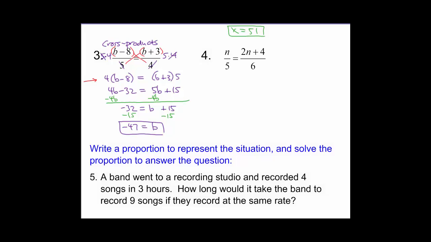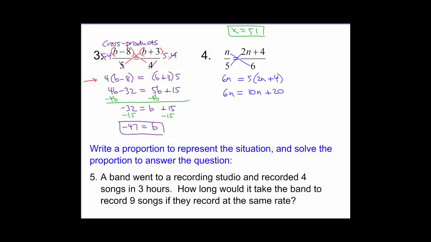What we're really doing is multiplying by the common denominator, but an easier way to think about it is to just multiply across, multiply along the diagonals. So in problem number 4, that would mean we're going to do n times 6, and that's going to be equal to 5 times 2n plus 4. Let's remember to put parentheses around the 2n plus 4 so it all gets multiplied by 5. So the left side is 6n, the right side is 10n plus 20.